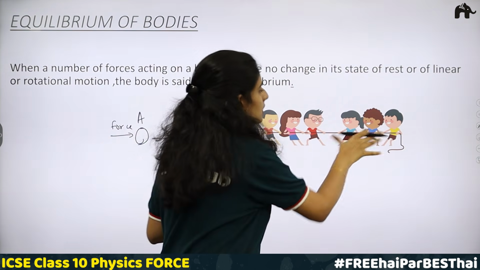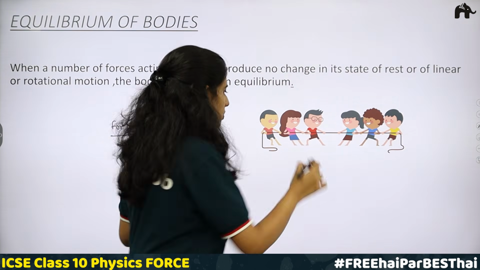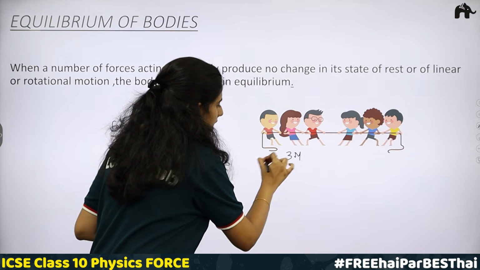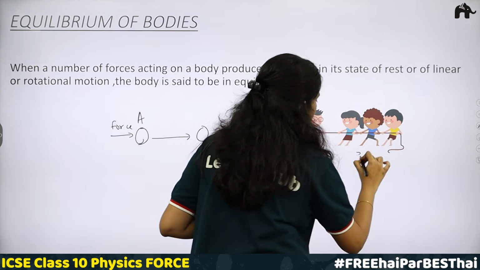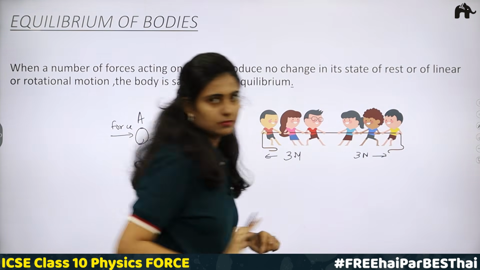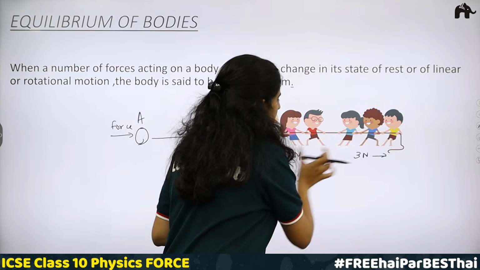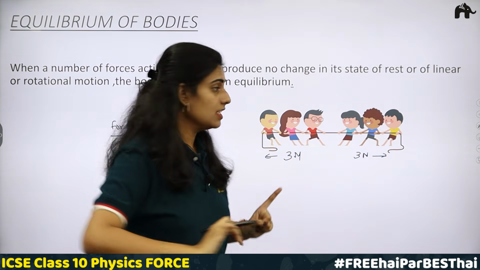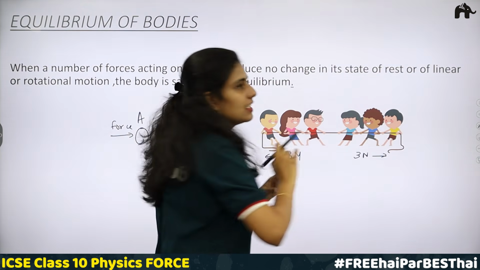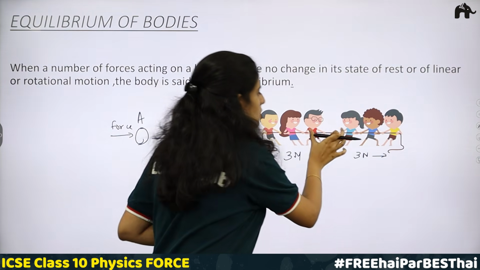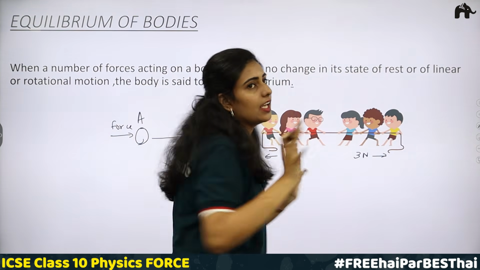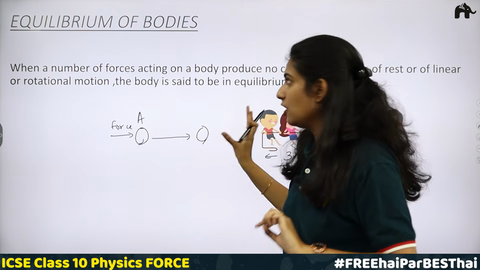No, right? When equal force is applied, the effect of both these forces gets cancelled out. Let us say 3 Newton force is applied in this direction by team A and 3 Newton force is applied by team B. Now, the force is equal in magnitude. But what is the difference? It is in the opposite direction. Then the effect gets cancelled. And the body, that is here the rope, does not move. It is said to be in equilibrium. Got the idea of equilibrium?